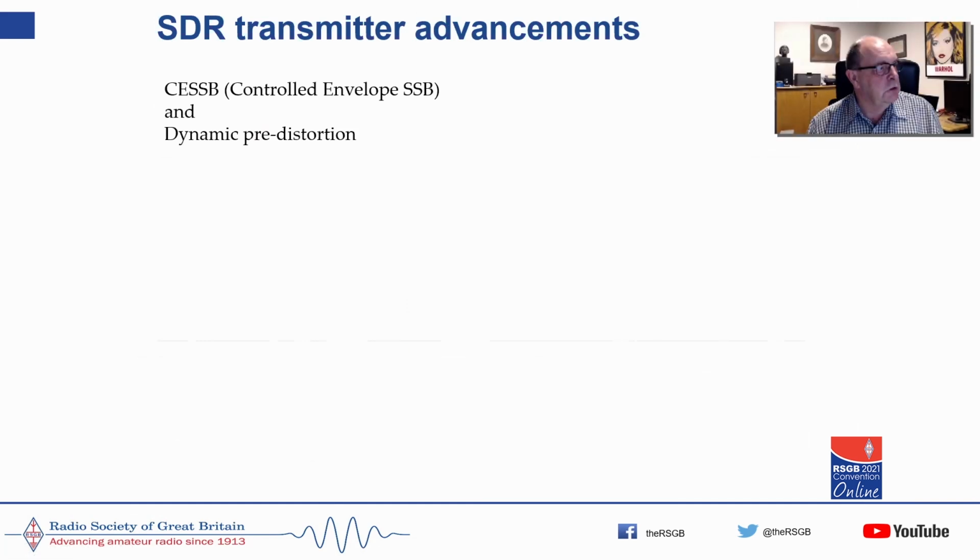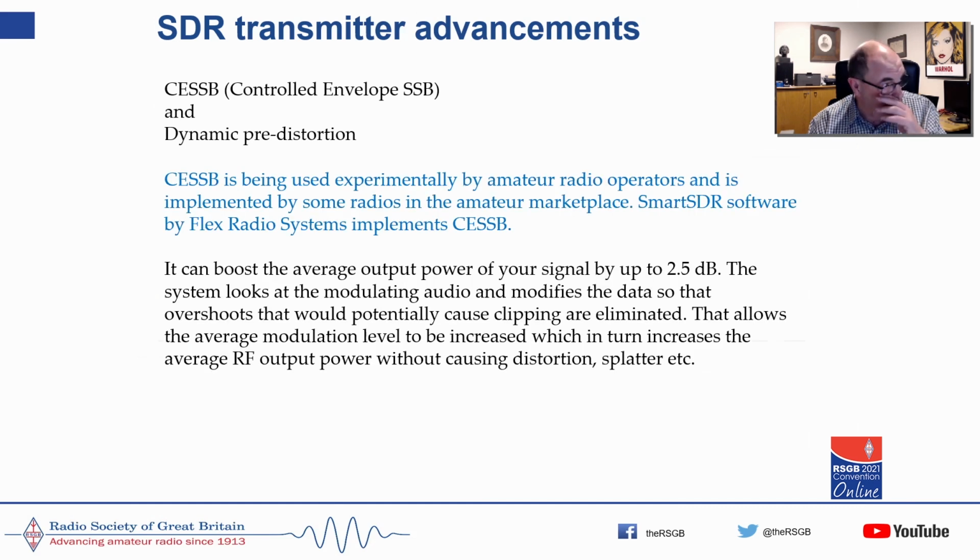Other advancements: controlled envelope SSB and dynamic pre-distortion. CESSB is used experimentally by some operators, and it is a feature of some radios. It can give you a boost of average output power of about 2.5 dB. What it does is the software looks at the modulating audio and modifies the data so that overshoots that would cause clipping are eliminated. And that means that you can push the average modulation level up.